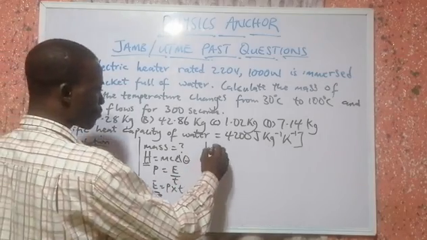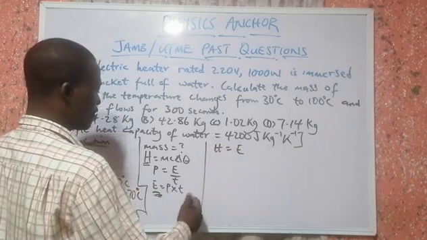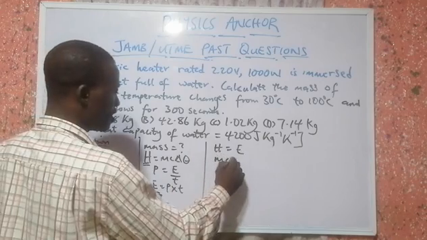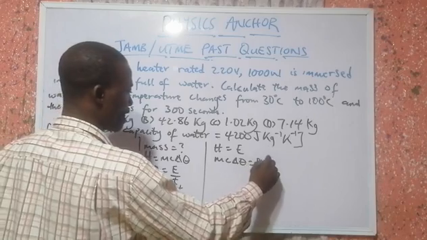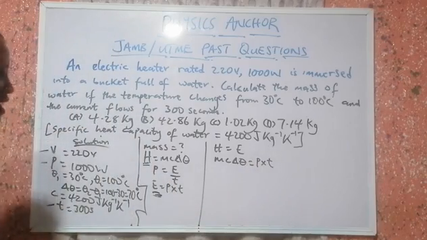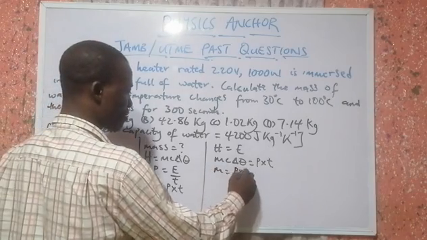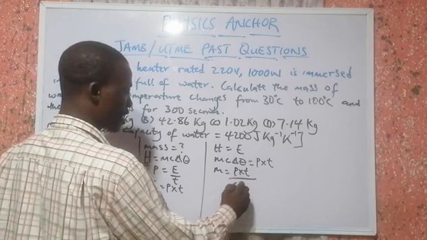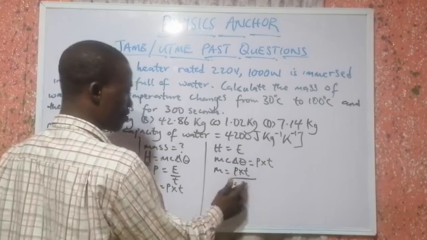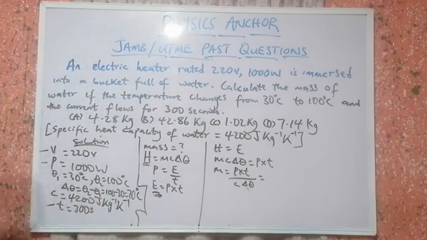So we have H is equal to, let's just call this electric energy. So that will be mc change in temperature equals power times time. And the mass will now be equal to power times time all over c, which is the specific heat capacity of water, times the change in temperature. So let's start putting our values now.